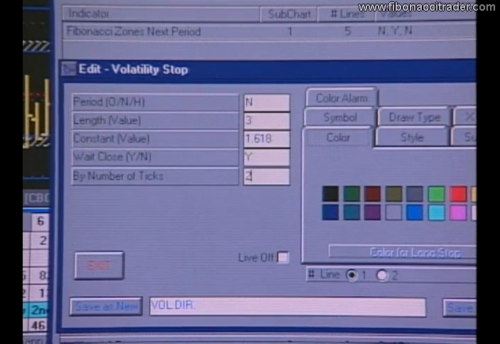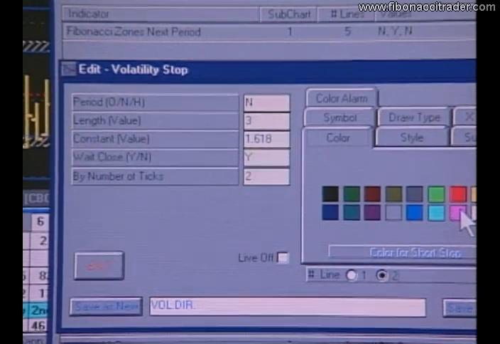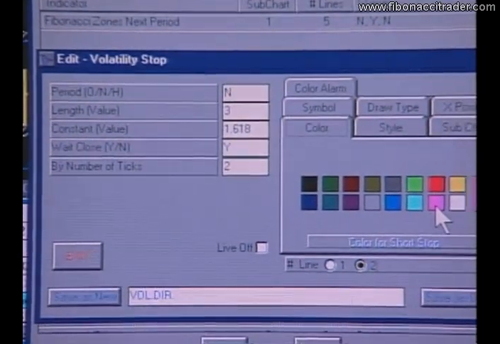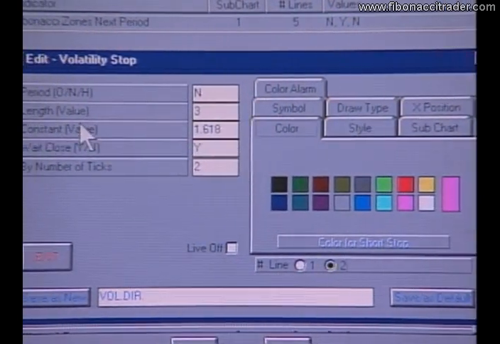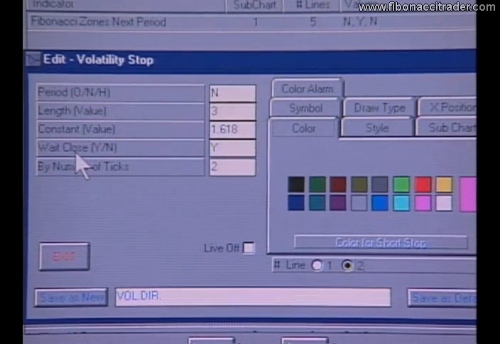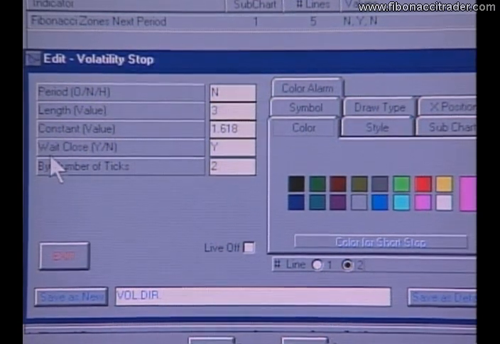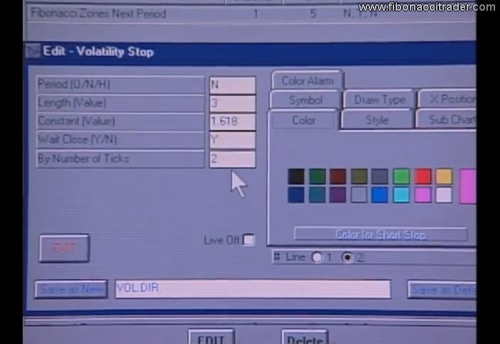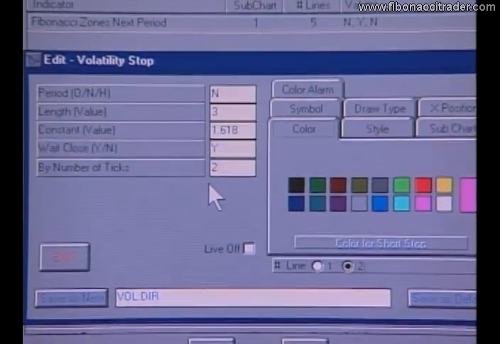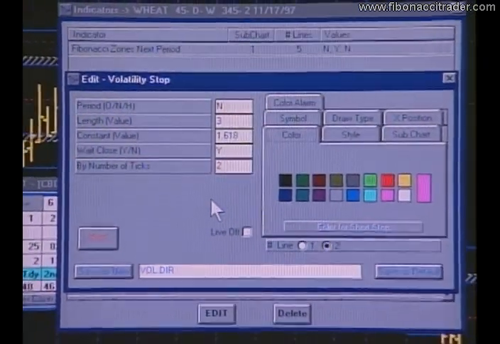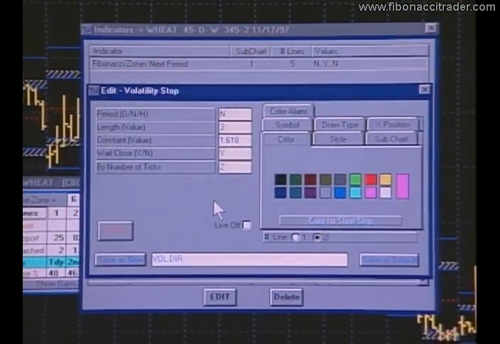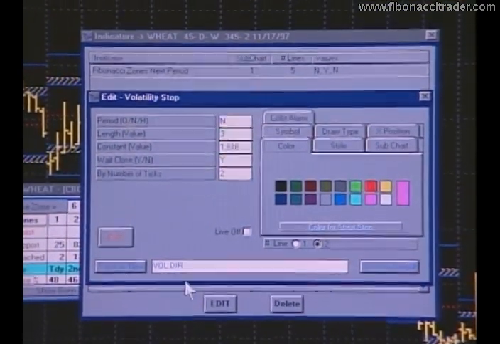Now, if you want to have the long stop as red, I just happen to like it in blue. And I like to have the short stop in red. I may prefer purple. Now you have defined the name, the time period, the length, the constant, you're waiting for the close, yes or no, we left it as yes, by 2 ticks. In other words, it has to be a daily close above the daily, not intraday, that will define the flip from the long side to the short side, so the opposite color can come up.